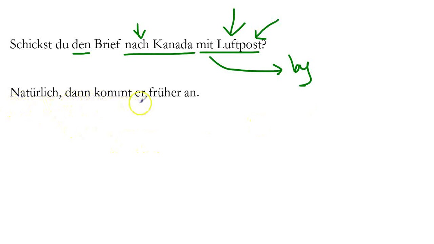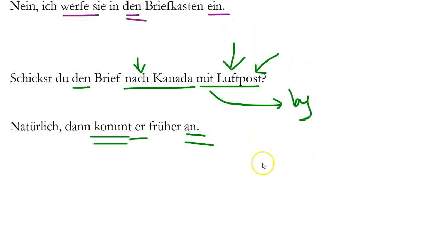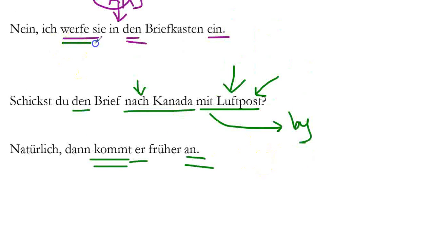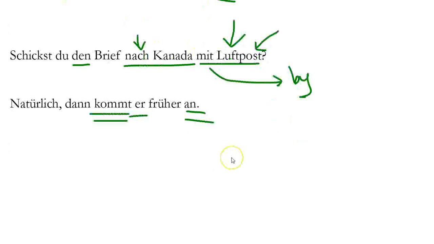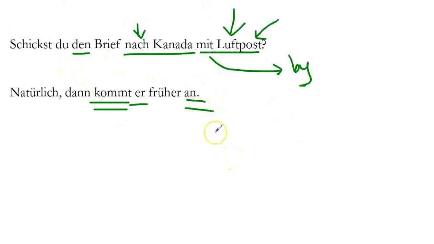Natürlich, dann kommt er früher an. So er, once again, is not he, but er refers back to the letter, which is masculine. So you always want to think about it. In German it can be different things. The other thing included in this sentence is a separable prefix verb again, just like we had in einwerfen. So ankommen, to arrive. So lots of fun grammar review coming out of these constructions.